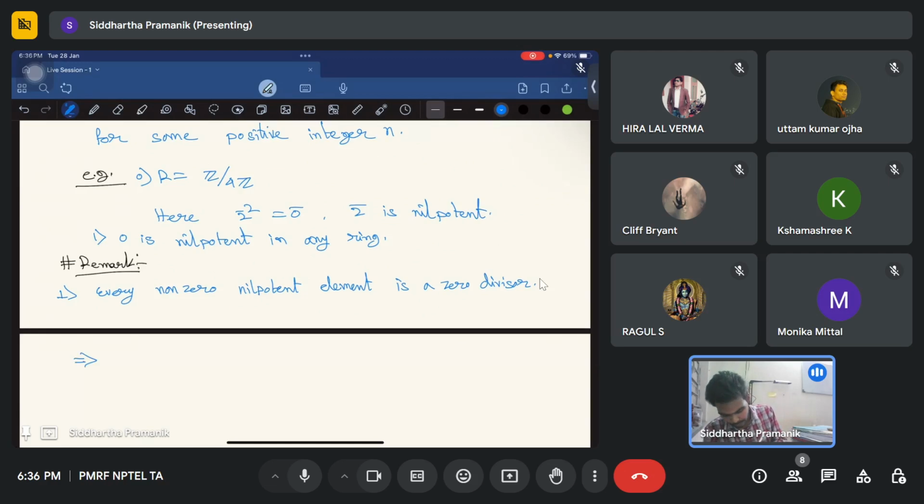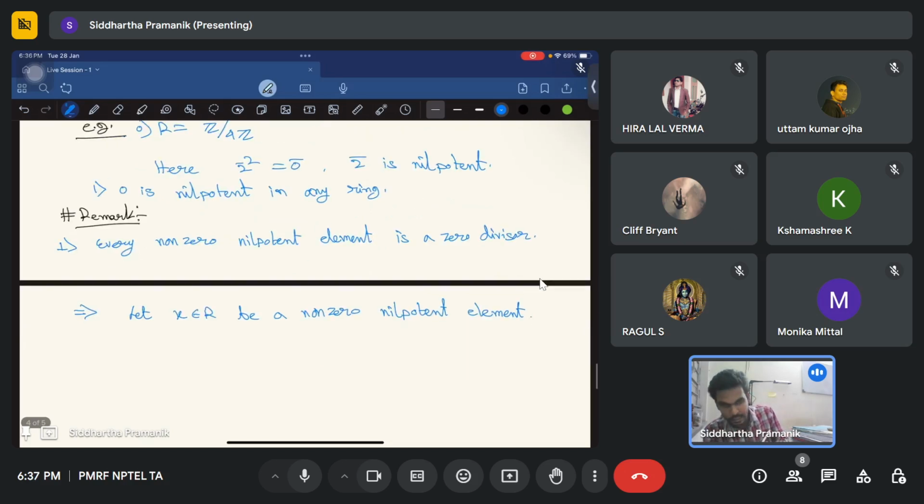Okay, so let x belong to R be a non-zero nilpotent element. Then we need to prove x is a zero divisor, right?